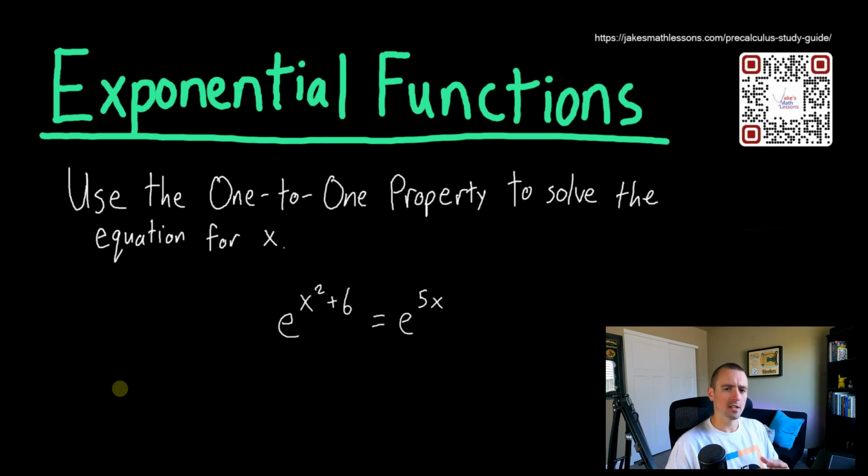Today we're going to continue our discussion of using the one-to-one property to solve exponential equations. We're going to be going through this example here. I wanted to show you an example of how to use the one-to-one property when you're dealing with equations that use e as the base. So in this case, we're going to be doing just that.